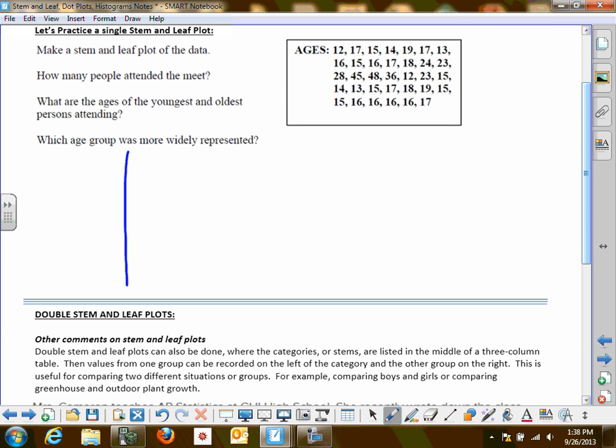When we look at this data, let's see what the range is. The lowest number looks like it's going to be a 12. The largest number looks like it's going to be, okay. So if I made my stems 1, 2, 3, 4, then I'm going to really probably end up having too much information in a stem, and it's not going to be very user-friendly and usable.